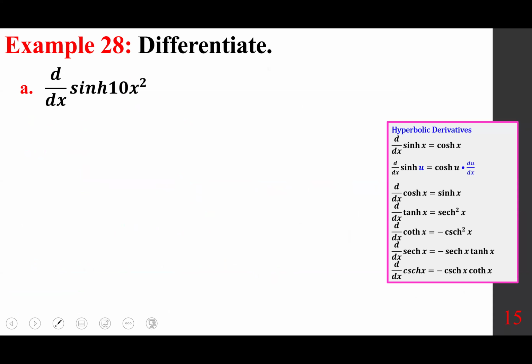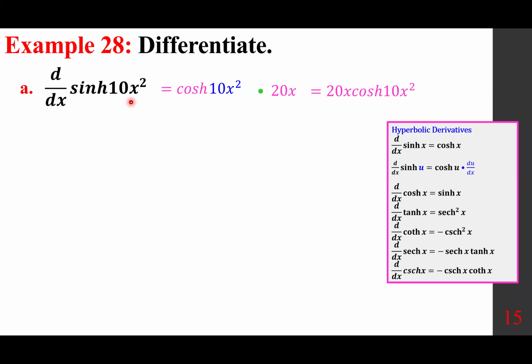All right, let's differentiate d/dx of sinh of 10x squared, reminding everybody the derivative of sinh is cosh, the derivative of cosh is sinh, and so forth. Now, with that being the case, what is the derivative of sinh u? It's cosh u du/dx by the chain rule. So sinh becomes cosh. So cosh of what? Absolutely the same thing, 10x squared. And then because this is a function of x by the chain rule, du/dx, we need 20x. We put it in front and we're done.